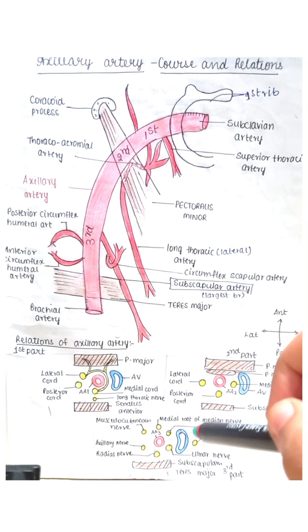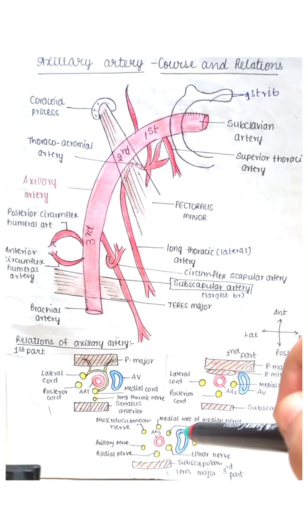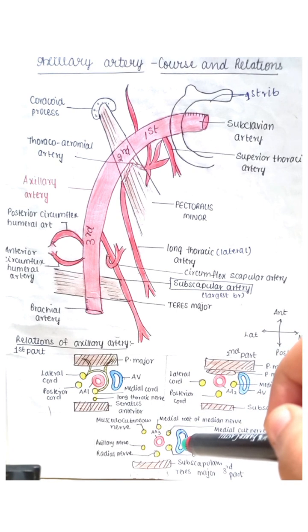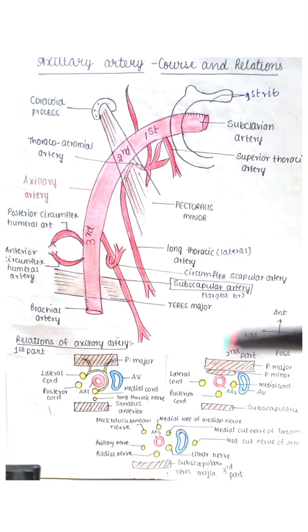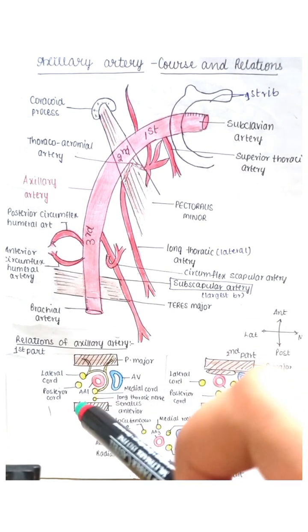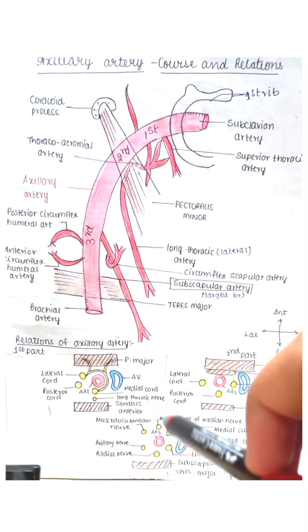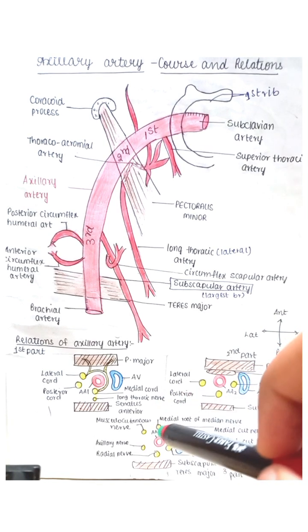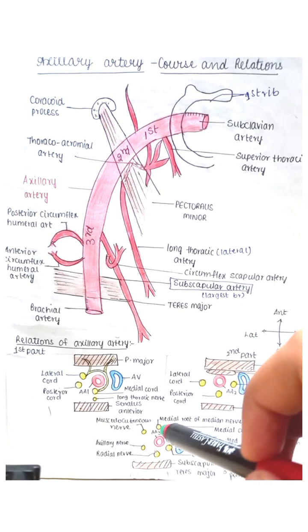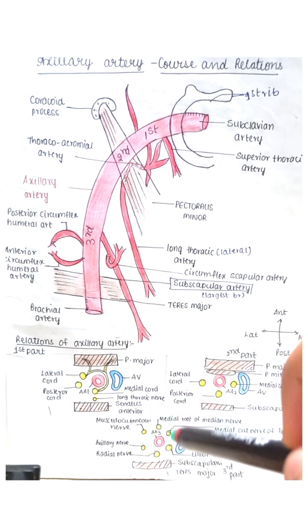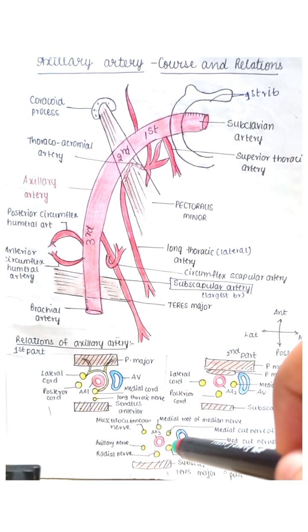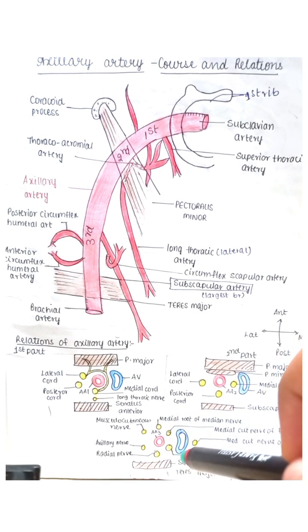Now, coming to the third part of the axillary artery. Anteriorly, we have no muscle covering it. We have the medial root of the median nerve, which forms the anterior relation of the third part of the axillary artery. Coming to the posterior relations.